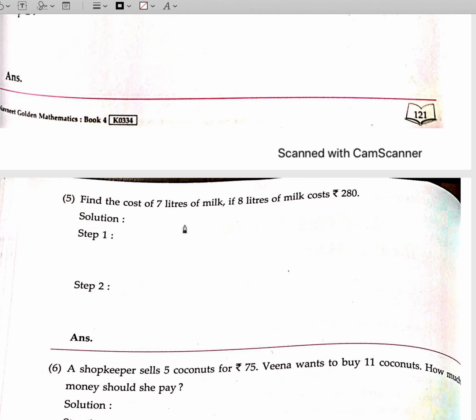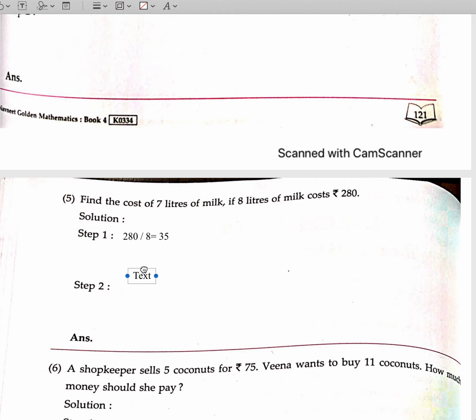Find the cost of 7 liters of milk if 8 liters of milk cost 280 rupees. So now the first step which we will do is 280 divided by 8. So we'll get the cost of 1 liter. 8 threes are 24. So then the answer is 35. Now we simply have to do 35 into 7 to find the cost of 7 liters.